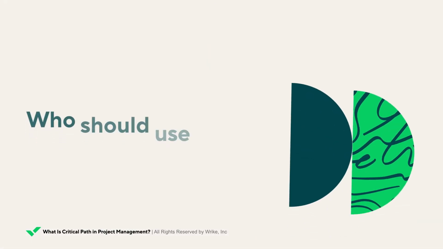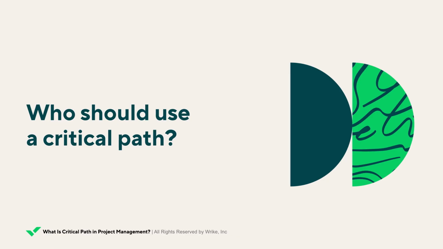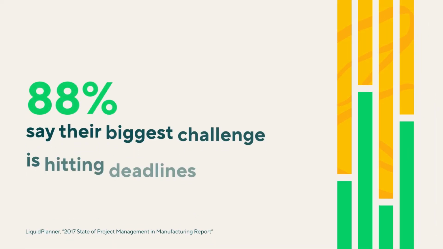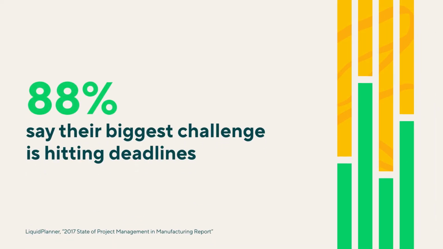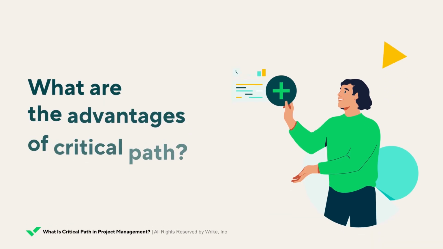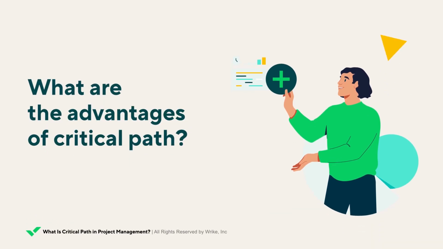The good news is that critical path can be used by any team in any industry to handle complex projects. According to Liquid Planner, almost half of project managers list hitting deadlines as their biggest challenge. Critical path in project management enables teams to focus on this, so it can benefit any team at any organization that struggles with this.